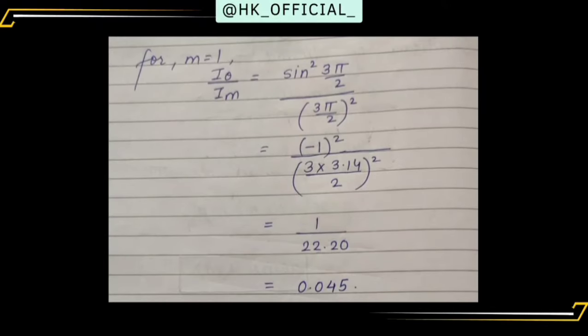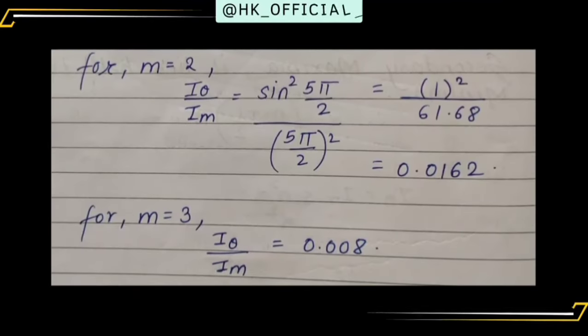Now we just have to show what the value would be for different m values. When we put m equal to 2, what would be the value, up to 3 maximum you can show. So for m equal to 1, if we put m equal to 1 in that equation, I will get sin square 3 pi by 2 upon 3 pi by 2 the whole square. By putting the values, you will get the final output by calculator. You will get 0.045. This value is very important. This value is only corrected in exam. Then we will see for m equal to 2 and 3, just follow the same procedure.